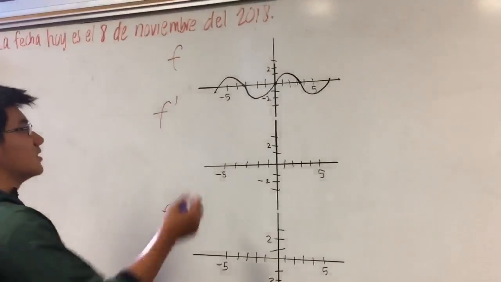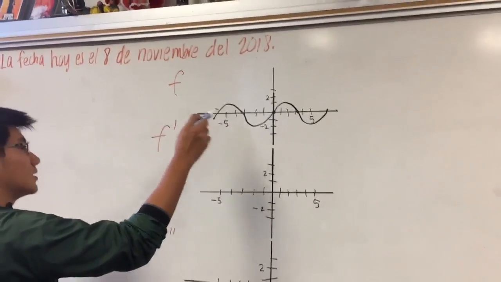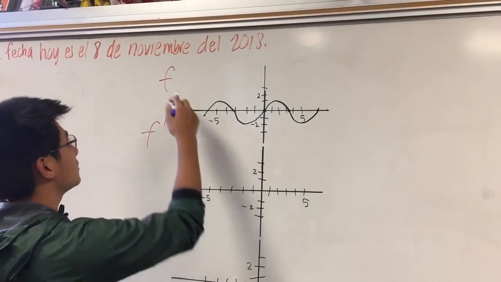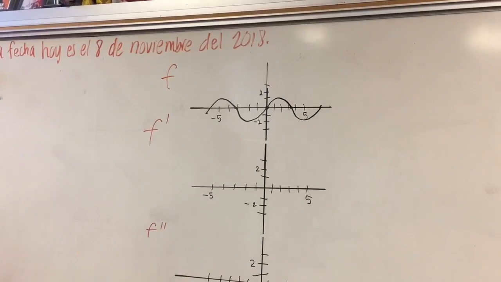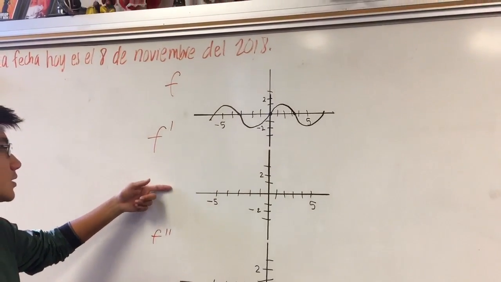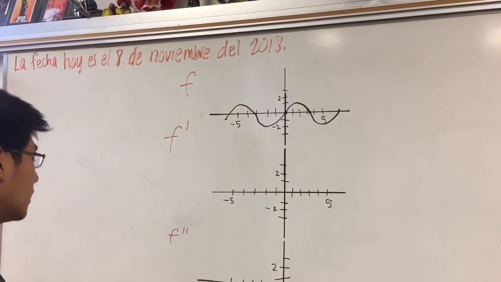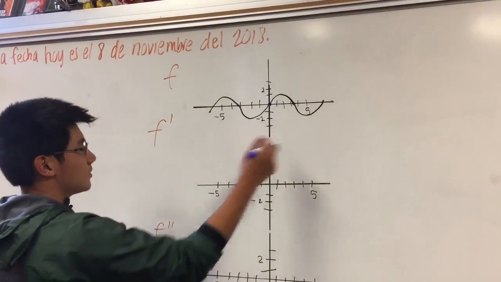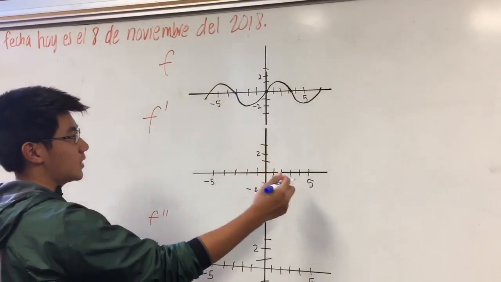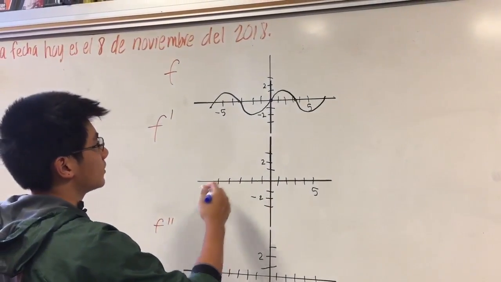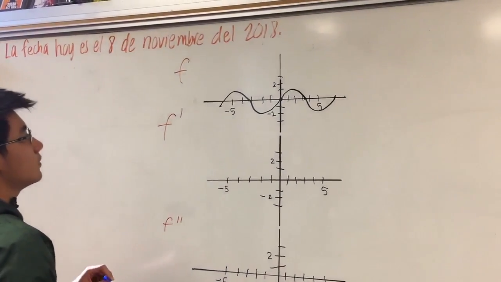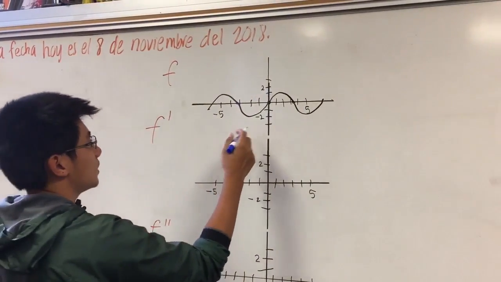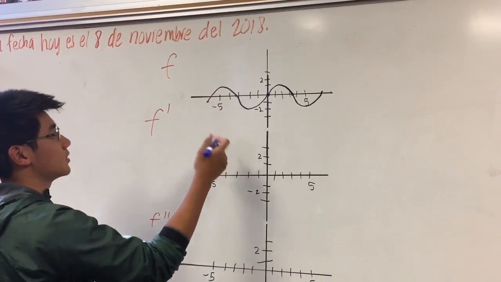So this is what's given for number 8: the original function, and we're going to find the first derivative and second derivative of the function. First we need to determine where the x-intercepts are for the first derivative, and we can find that by figuring out where the tangent line is equal to 0 on the original function.